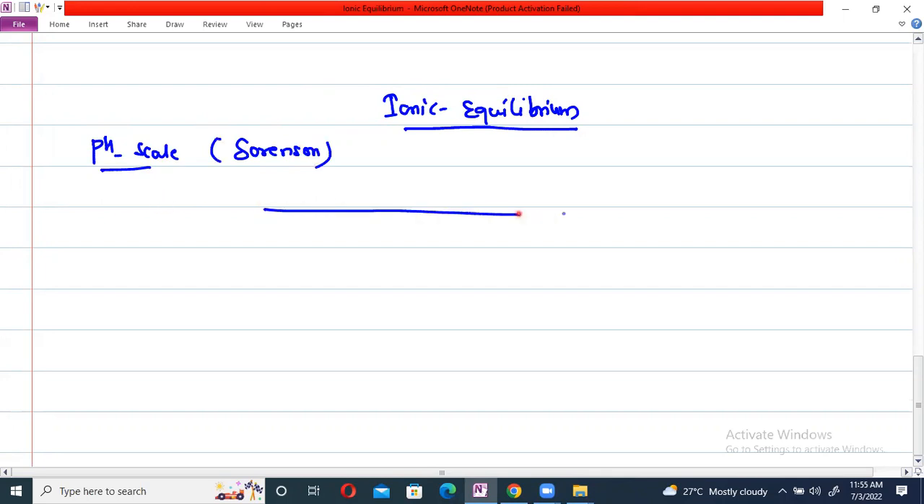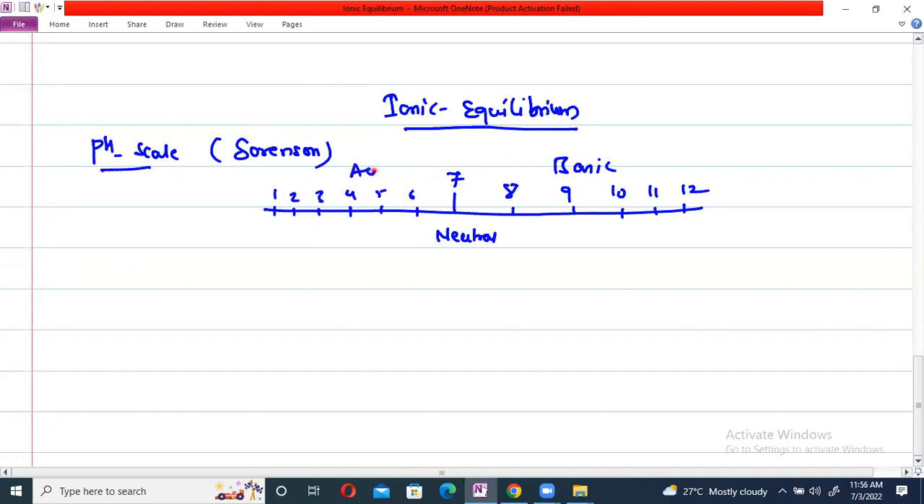A pH scale means we can say if pH is equal to 7, then the solution will be neutral. If it is greater than 7, like 8, 9, 10, 11, 12, then the solution is basic in nature. And less than 7, then it is acidic in nature.